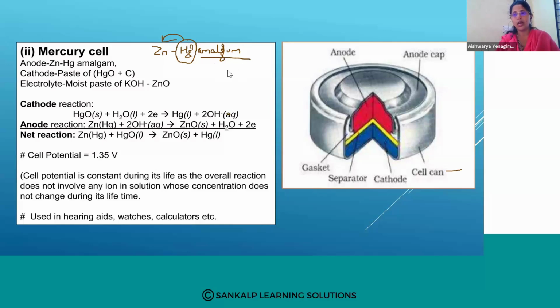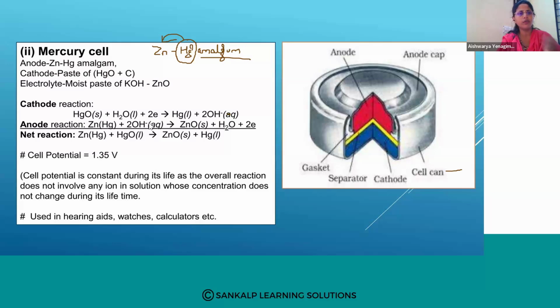Usually we use these terms in alloys, right? Fine. So here you can see the anode is my zinc mercury amalgam. Then the cathode is what? The cathode is the paste of HgO, mercuric oxide, and carbon. What is the electrolyte used? It is a moist paste of KOH and ZnO. This is being used. So what reactions occur at the anode and cathode?